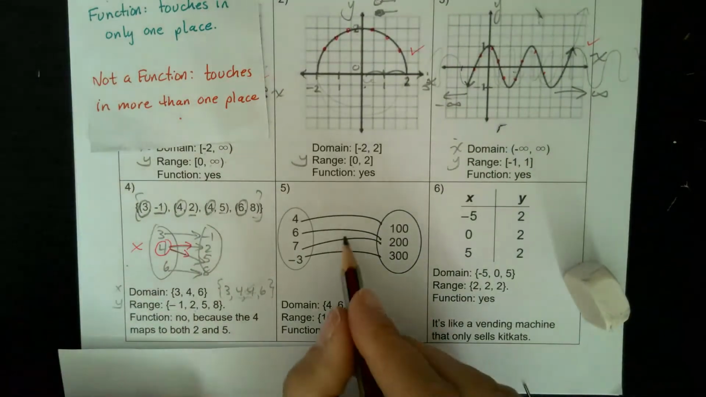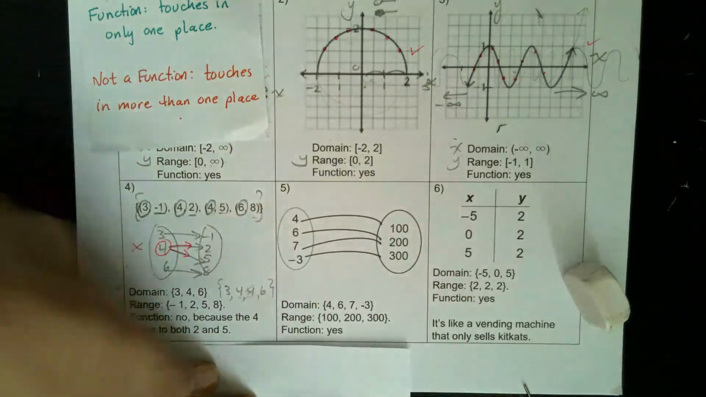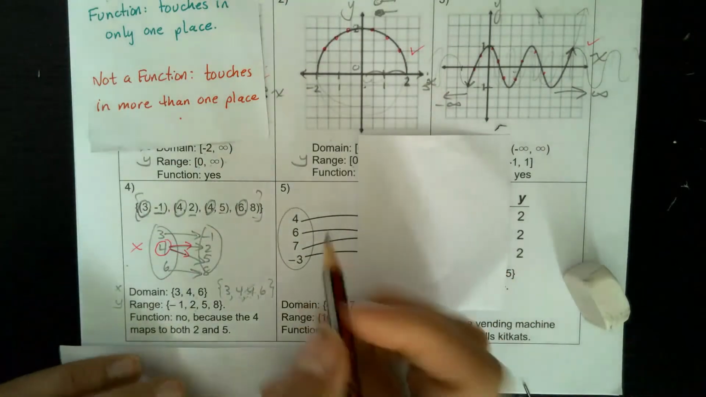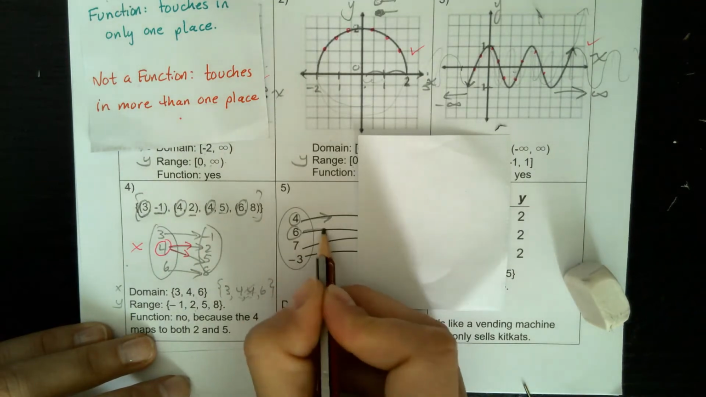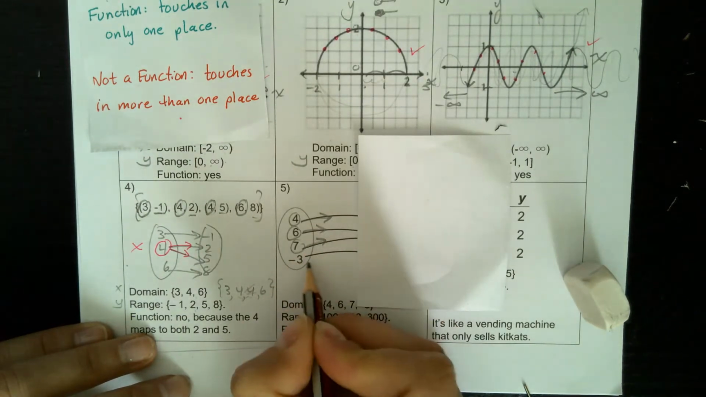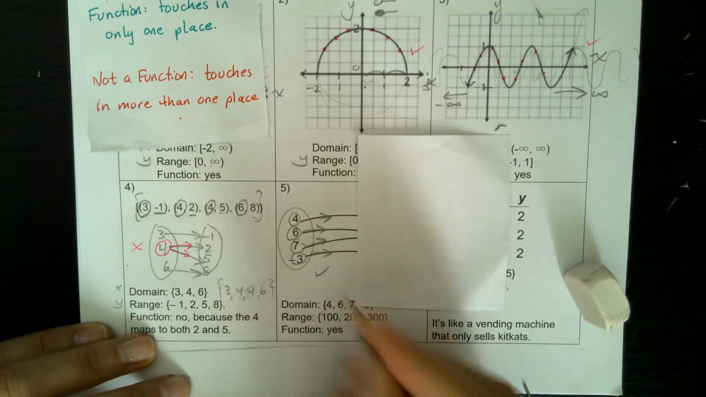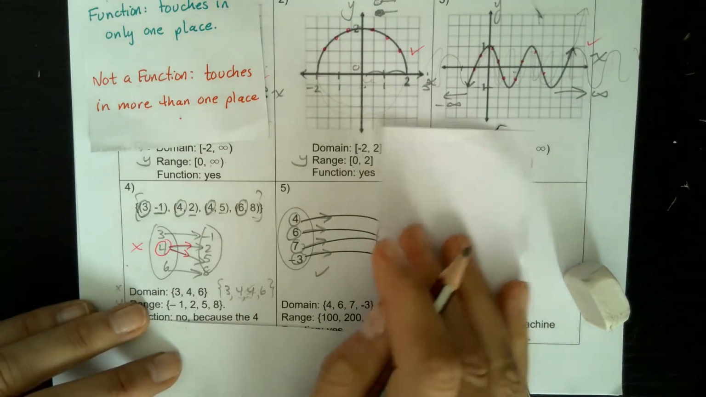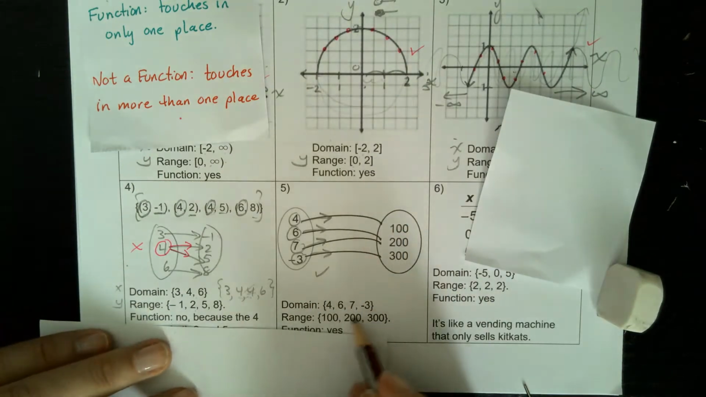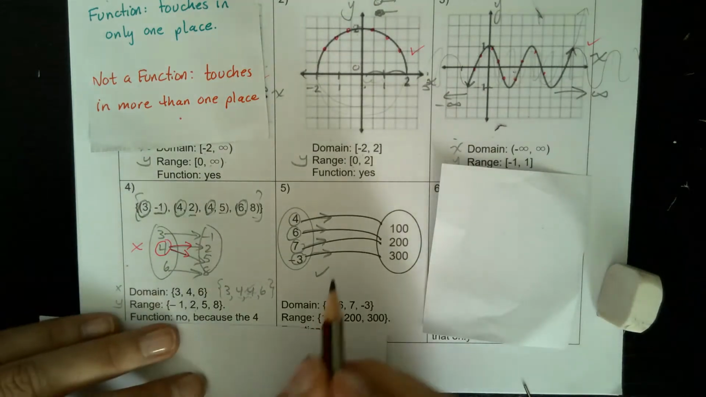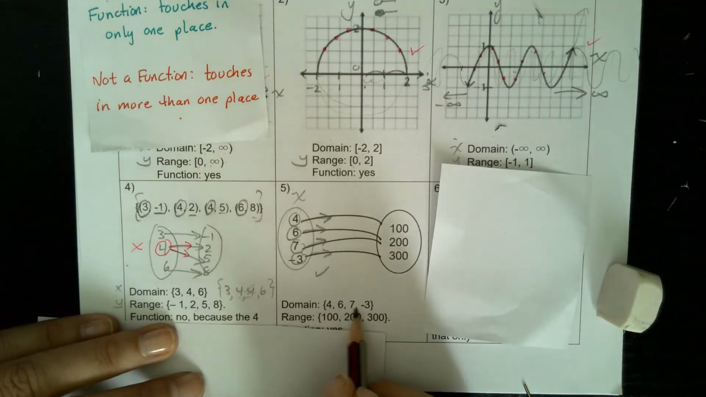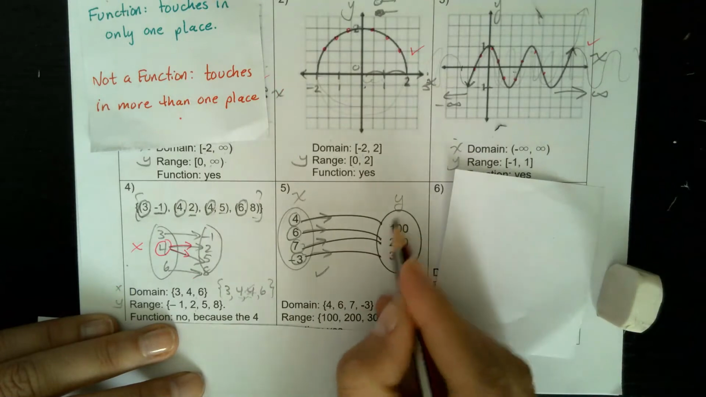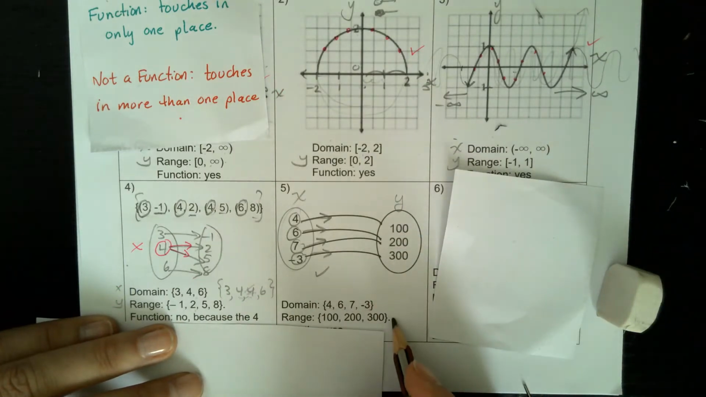So now I have to ask, is this a function? So I cover up the output and I say, okay, this input, one thing comes out, one thing comes out, one thing comes out, and one thing comes out. So yes, it's a function. Okay. So now when I want to do my domain and range, all of these values are my x's. That's my domain. So I just write these here. And my range is all of these ones. So this is my range.